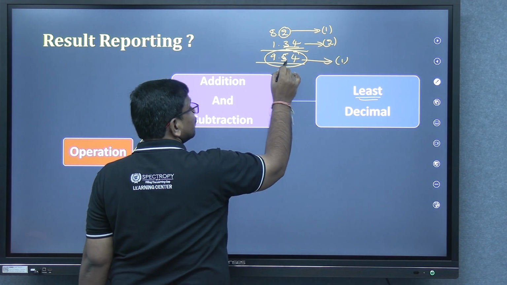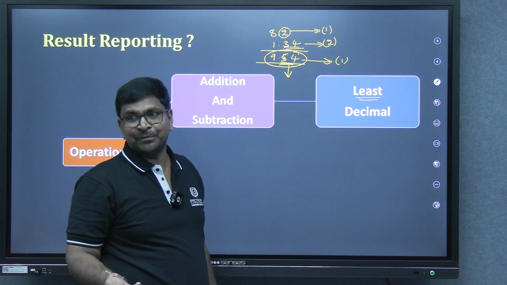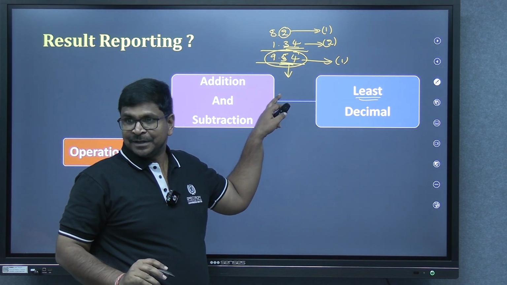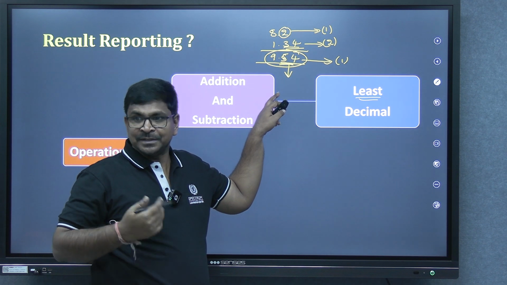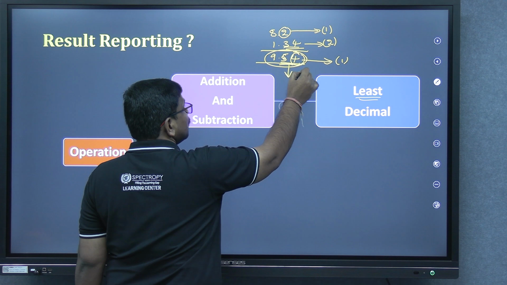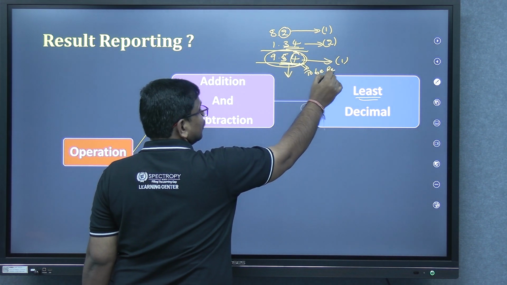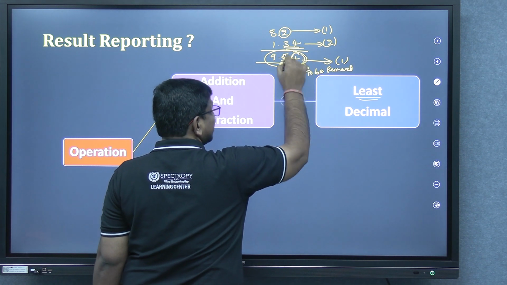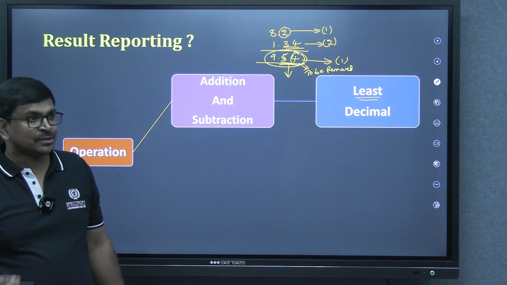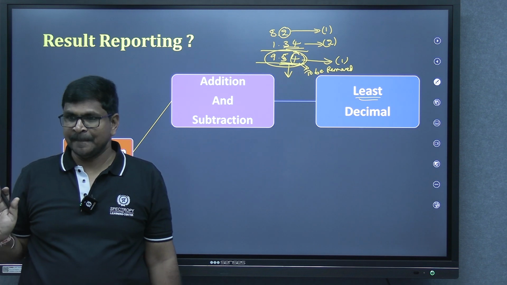But how many decimals do you have? 2. So the extra digit must be rewritten or rounded off. That 9.54 should be rounded off to 9.5 or 9.6, with only 1 decimal. So there should be only 1 decimal and this digit should be removed. We can't take it off directly; there are certain rules. But what are those rules and how to remove it? That is our topic of interest today.